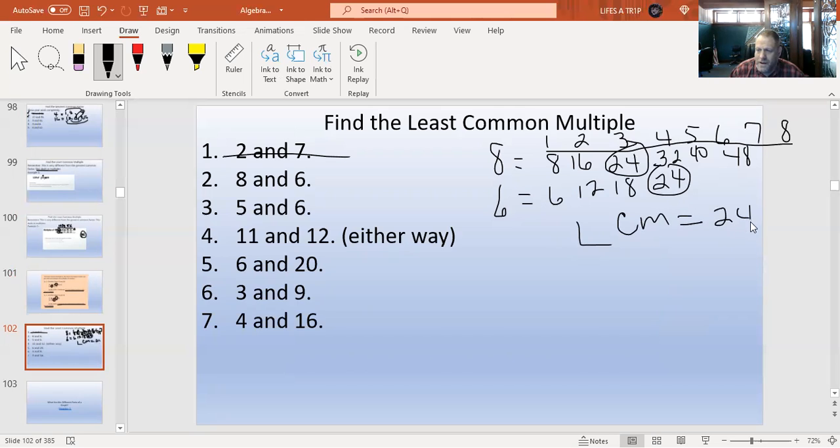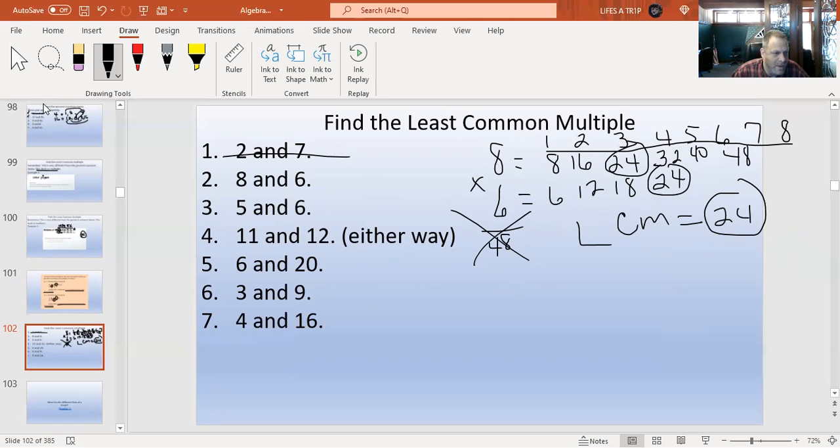Now, could we have kept going? Yes, we could have kept going, and we could have reached 48, right? But we're not going to do 48. In this case, we cannot times them and get 48, because our first common one was 24. So 48 would be one of the greatest, not the least.